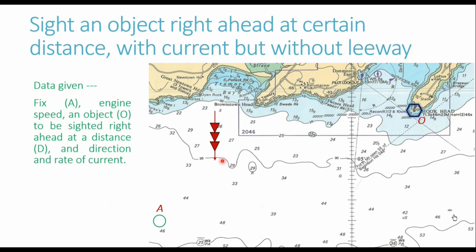Now the set and rate of the current which is prevalent in the area is also given to us. All these items are provided. We are required to find out the course to steer to sight the object right ahead at a given distance D. So let's now see how we go about this question.